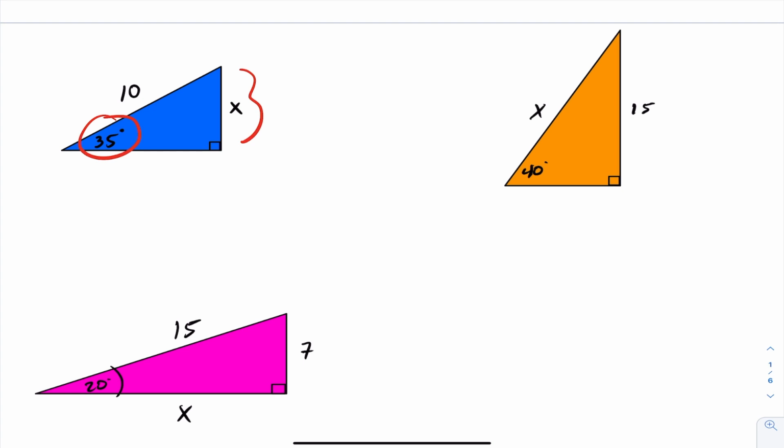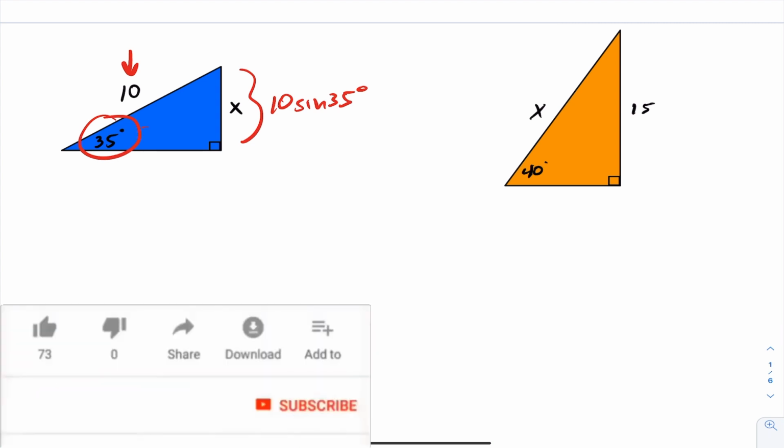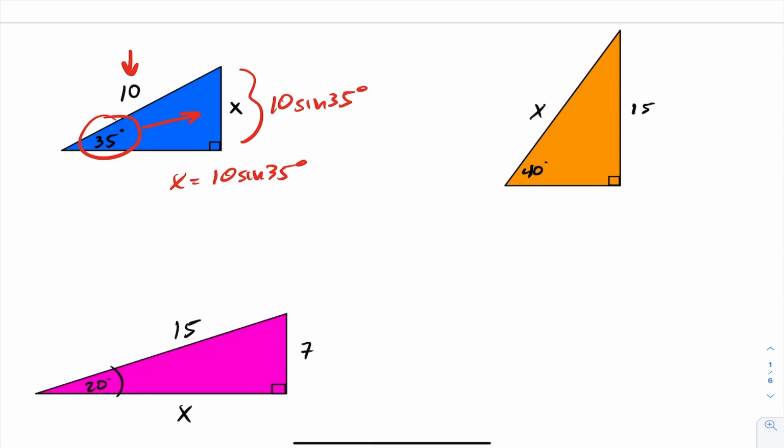Now, we know that across from my 35-degree angle is r sine theta. By definition, my r value is my hypotenuse, so this will be 10 sine theta, and in this case theta is 35 degrees. If I'm looking to solve for the length of the leg x, I know by definition, directly opposite is r sine theta. So x equals 10 sine 35 degrees. If you punch in 10 sine 35 degrees on your calculator, you get approximately 5.74.